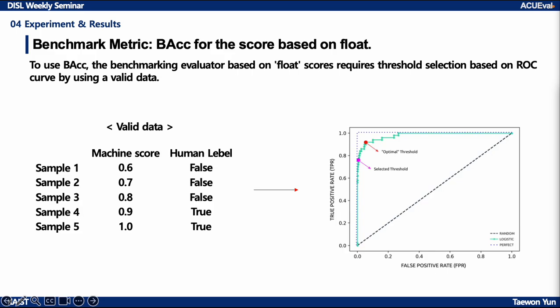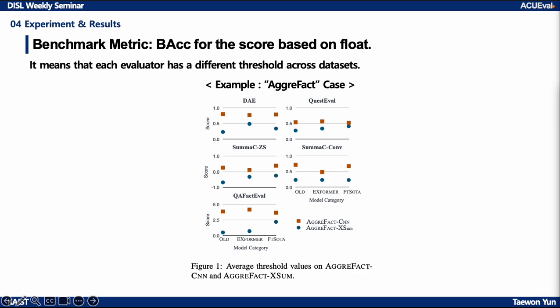Many papers split the data into a validation and test set, selecting the threshold based on the validation set and then applying it to the test set. ACUEval also followed this process and decided the threshold based on the token probability. Although this selection may be considered strange, it was suggested because it has been observed that each dataset tends to have its own inherent threshold.